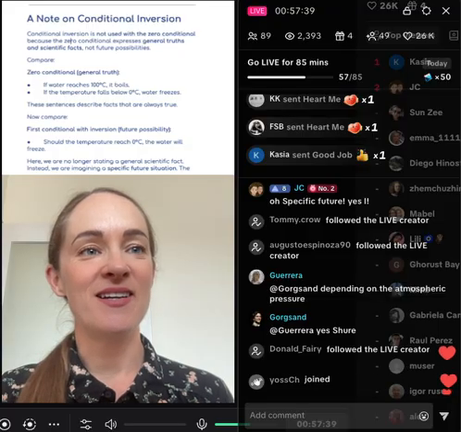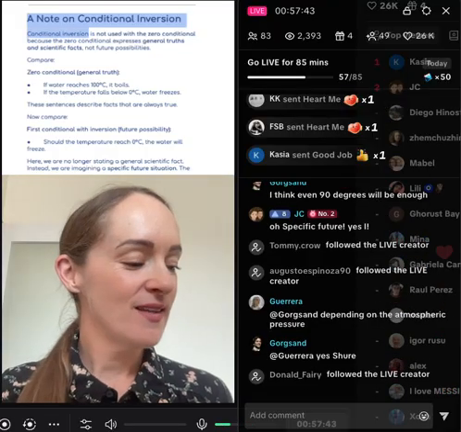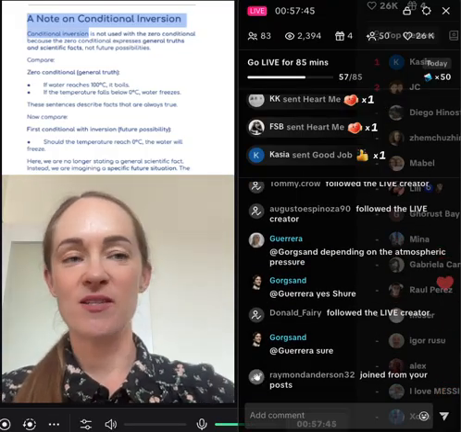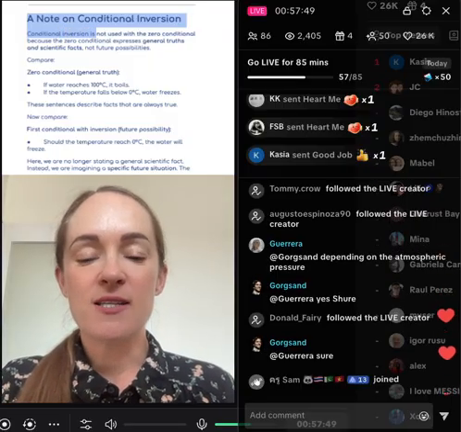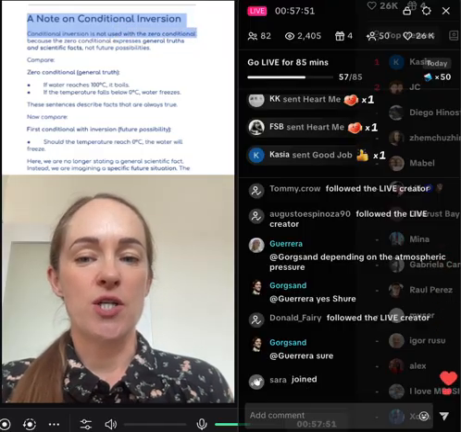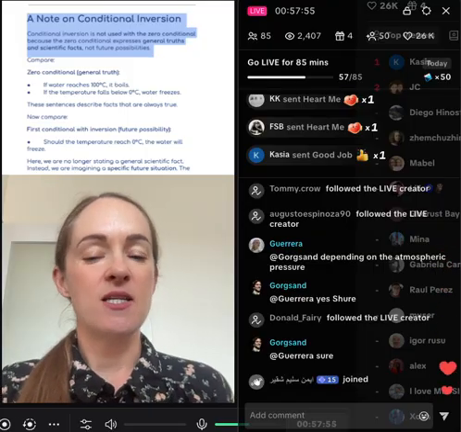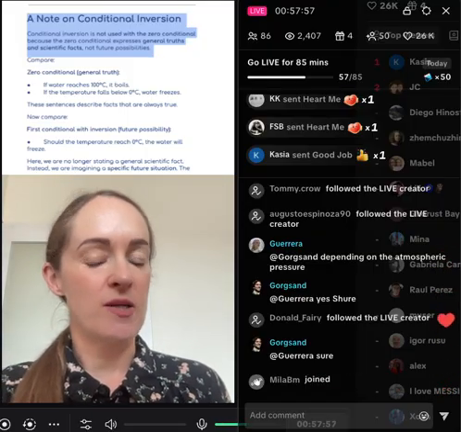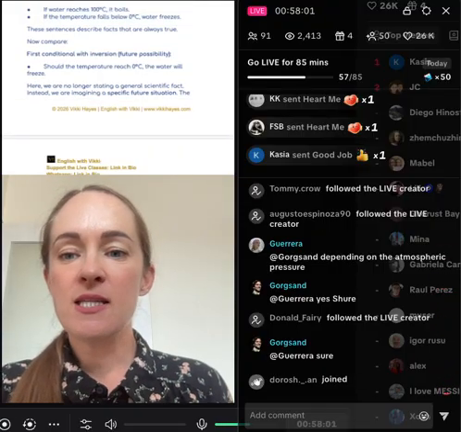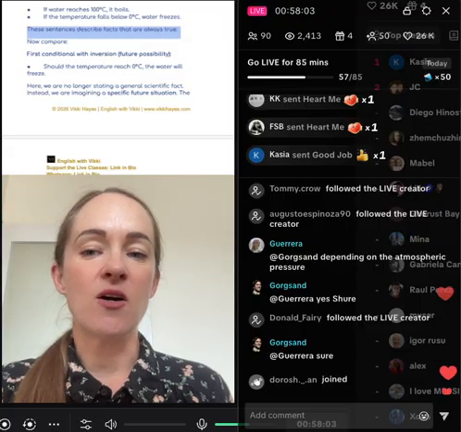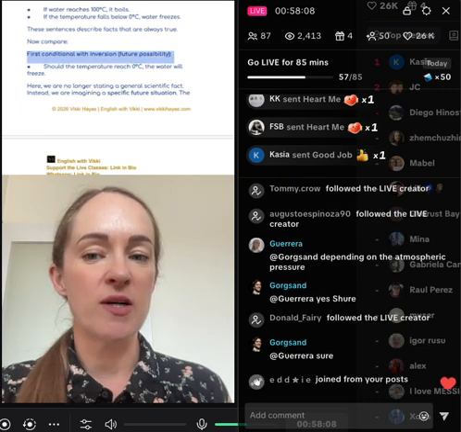Smart pants here. Okay, a note on conditional inversion. Conditional inversion is not used with the zero conditional because the zero conditional expresses general truths and scientific facts, not future possibilities. So, I have my example here that I've already gone through. These sentences describe facts that are always true. Now compare first conditional with inversion, future possibility.